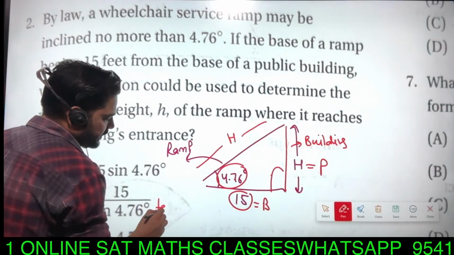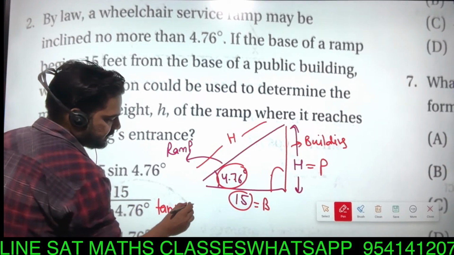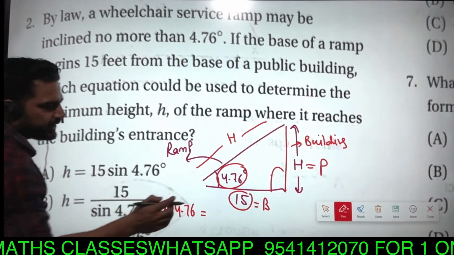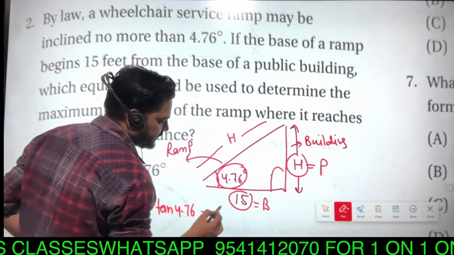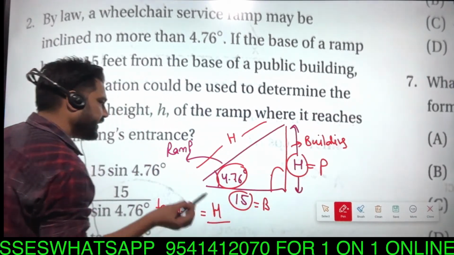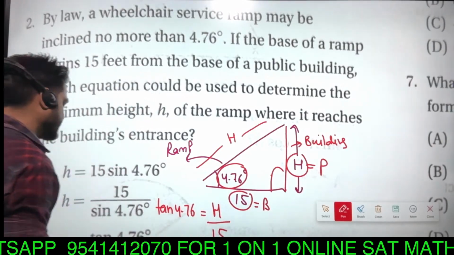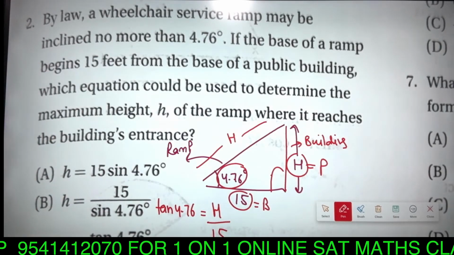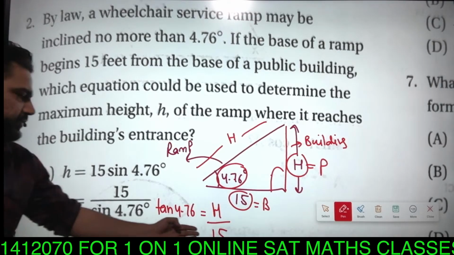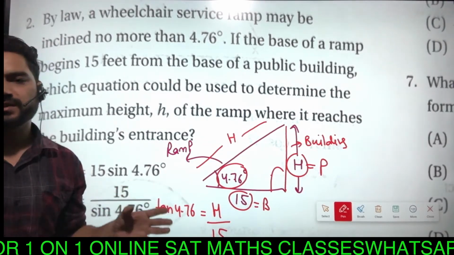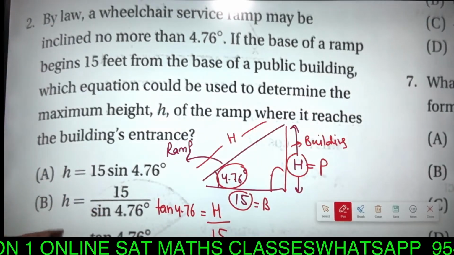So tan 4.76 degrees, tan theta is perpendicular upon base. The perpendicular is h, the height of the building, and the base is 15. So this 15 will come to this side, and h will be 15 into tan 4.76 degrees. Okay, option D will be the correct answer.